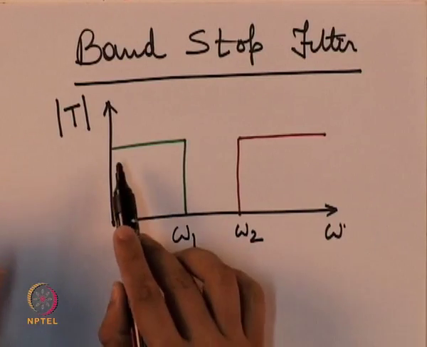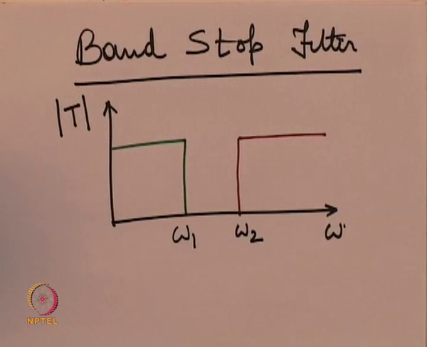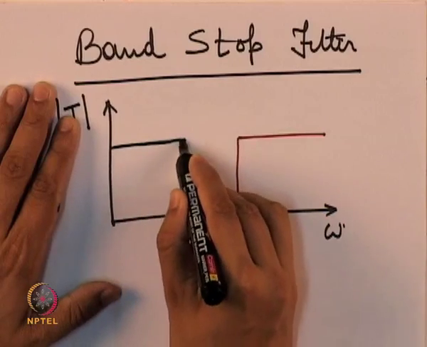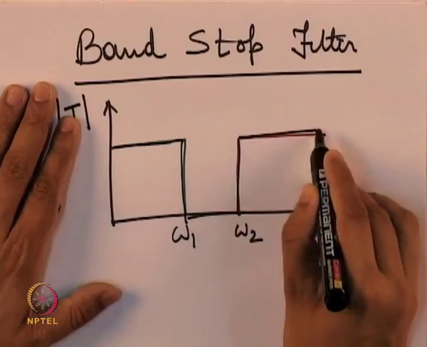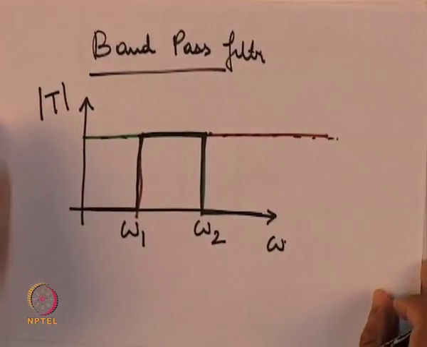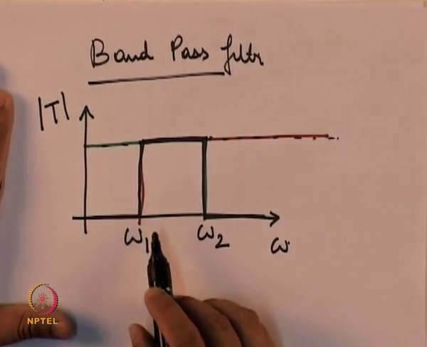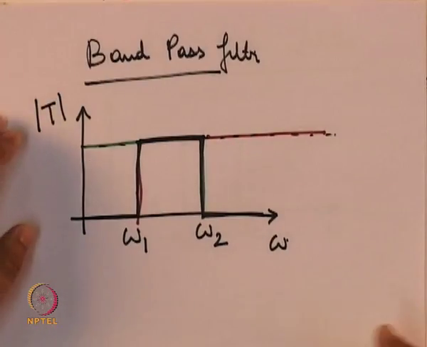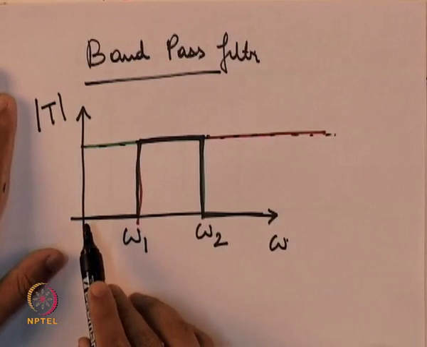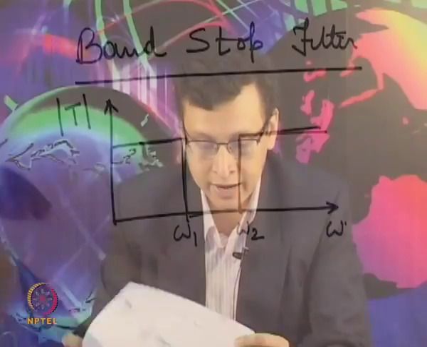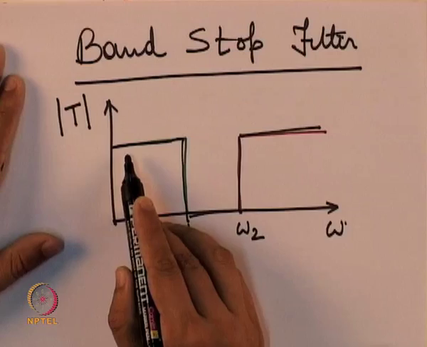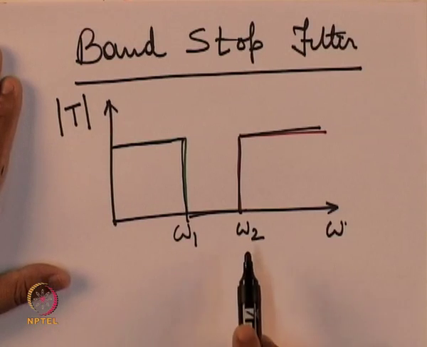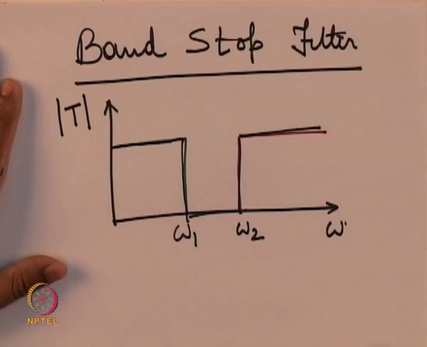So, this green line is a low pass filter, and this red line represents a high pass filter, and a combination of the two gives a frequency response like this. If I go back to the band pass filter for a moment, it allows the frequency band between omega 1 and omega 2 to pass through. All other frequencies are not allowed. In the case of a band stop filter, it is the reverse. The frequency band between omega 1 and omega 2 is not allowed to pass, and all other frequencies are allowed to pass.